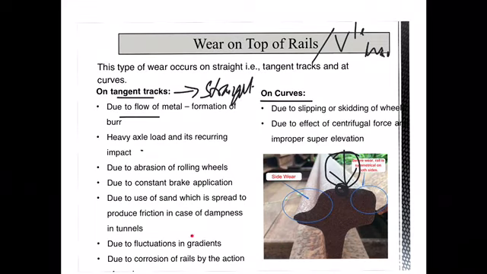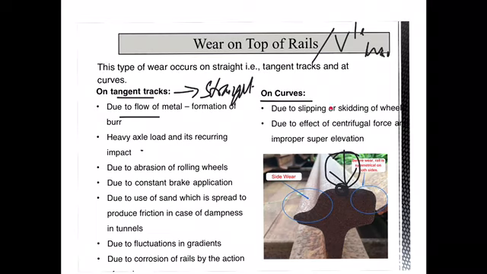And also, the change in gradients can lead to frequent application of the brakes, which may lead to rail wear. And the last reason is the corrosion of the rail by the action of sea breezes, which may also give rise to wear on the top of the rail. So these are some of the reasons why wear occurs on tangent tracks.